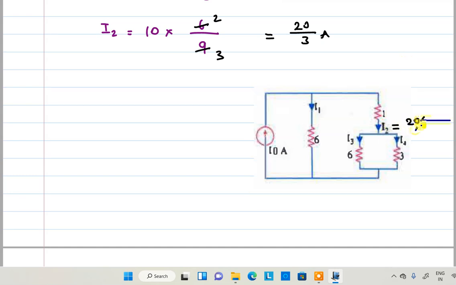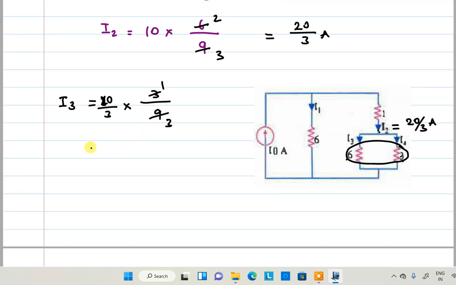20 by 3 amperes. Once you know this 20 by 3 amperes current, now apply the current division rule for these 2 resistors only, because this is the total current now in this particular loop. So I3 is equal to, what is the total current? 20 by 3 total current into, you want to find the current I3, right? Opposite is 3 by total 6 plus 3, 9. Clear? Don't consider the 1 ohm again, because 1 ohm is responsible for I2 only. I2 is the total current, which is divided into I3 and I4. So 1 time, 3 times, that is equal to 20 by 9 amperes.